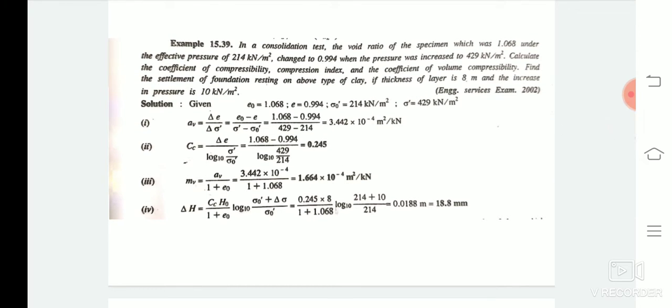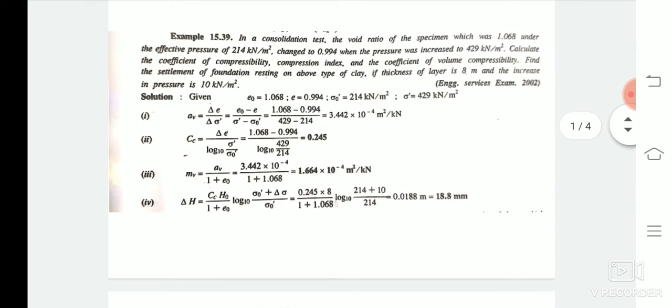Next, what is the compression index? We know the formula for compression index as delta e divided by log base 10 of sigma dash by sigma naught dash. Now substituting again all these values, we are obtaining the value of Cc as 0.245.